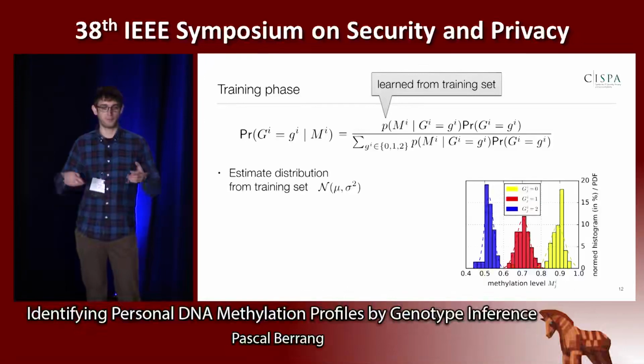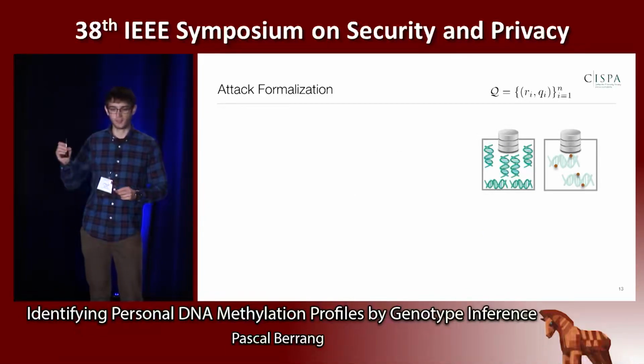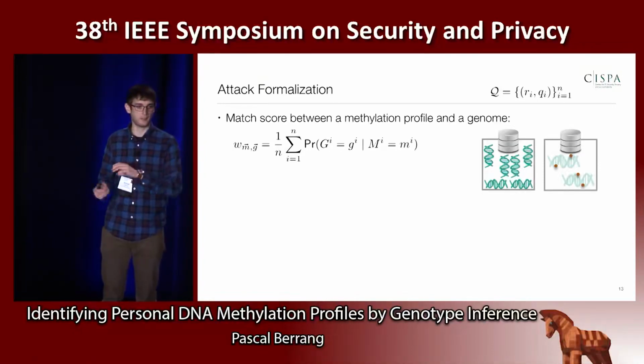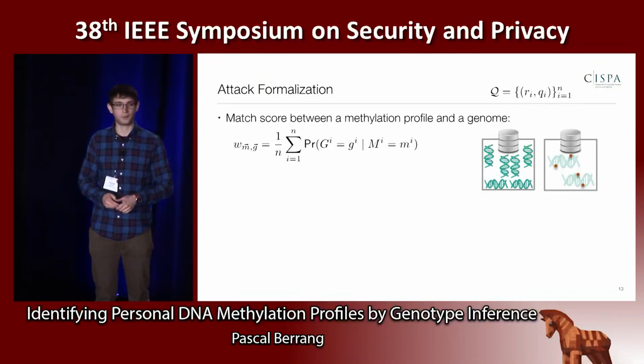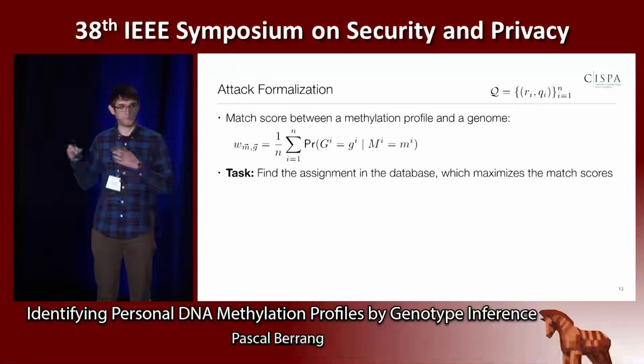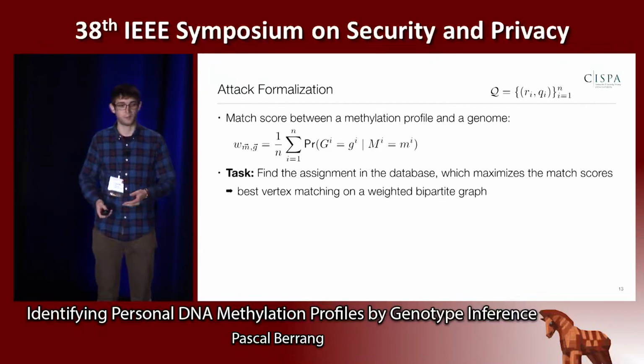Now, since we have a lot of these different pairs, the adversary somehow has to map them to one score for each pair of methylation profile and genome in his two databases. And we do this by taking the average over these probabilities for a given methylation profile M and a genome G. And now the adversary's task is to finally find an assignment between those two databases which maximizes this match score. And if we have multiple methylation profiles and multiple genomes, this can be done, for example, by a best vertex matching on a weighted bipartite graph.